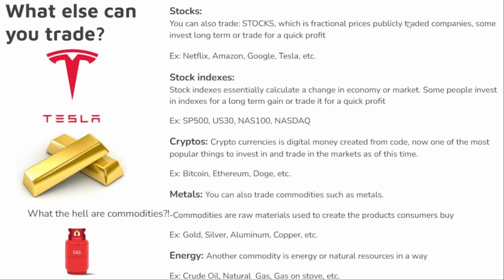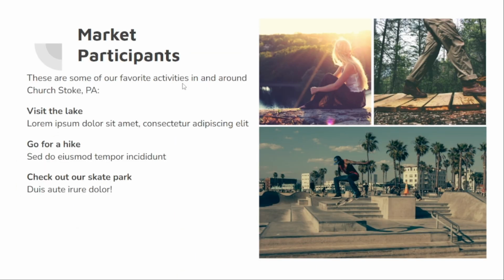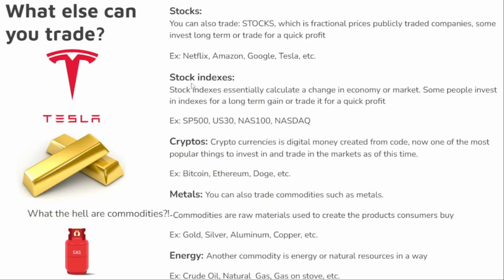What does it mean by fractional? Basically, a company puts a little bit of their company out to the public so that people could invest in it, trade it, or whatever. Examples for these are Netflix, Amazon, Google, Tesla, etc. So what else is a different type of market? Stock indexes, which is like stocks, not stocks.